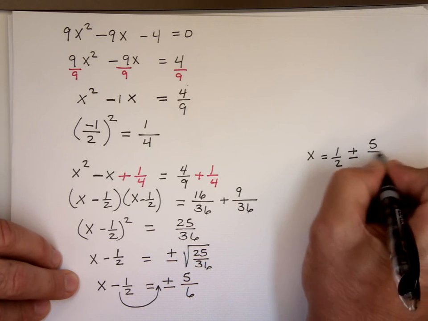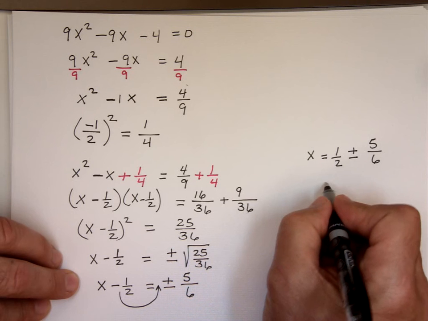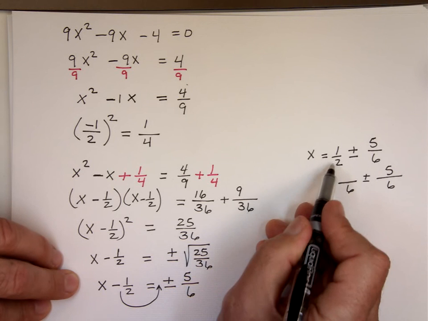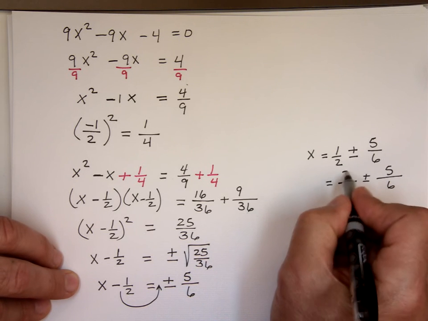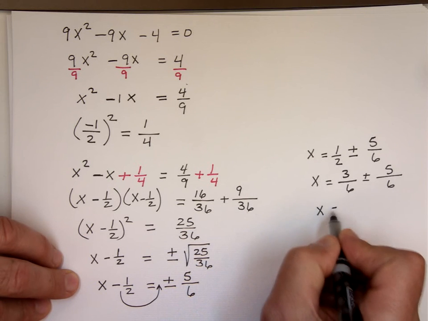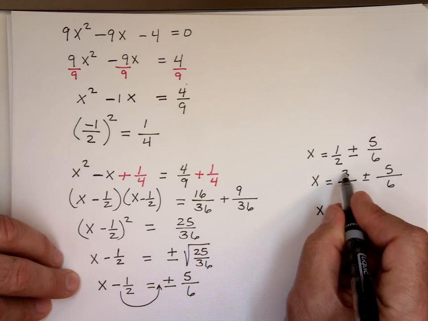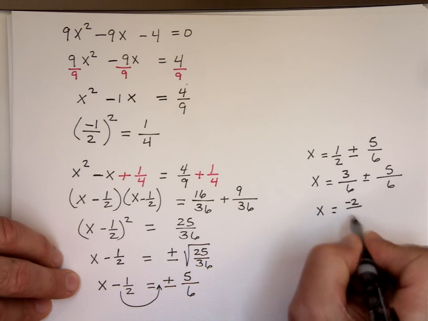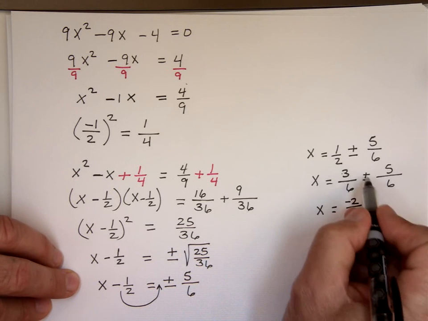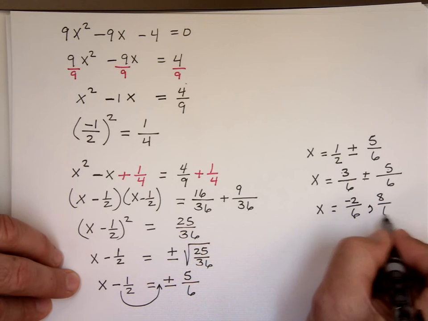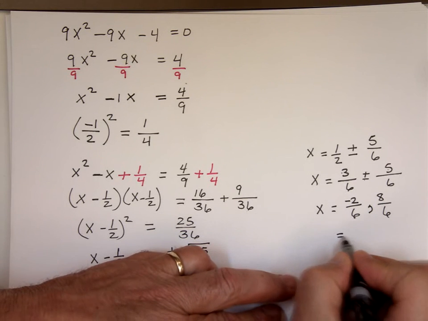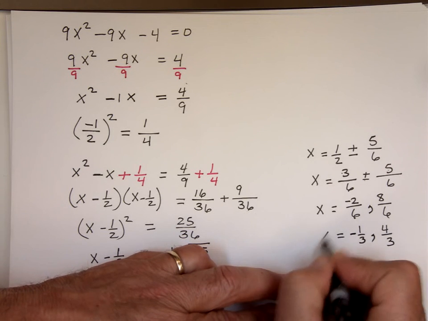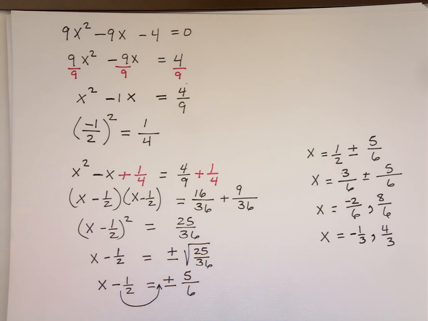Well, if you need to add them or subtract them, you need a common denominator, which is 6. You got to multiply this by 3 to make it 6. That's 3 over 6. So one of them is going to be 3 minus 5, that's negative 2 over 6. And the other one, 3 plus 5, which is what? 8 over 6. Simplify that, negative 1/3, comma, 4/3. Two answers. Negative 1/3, comma, 4/3.